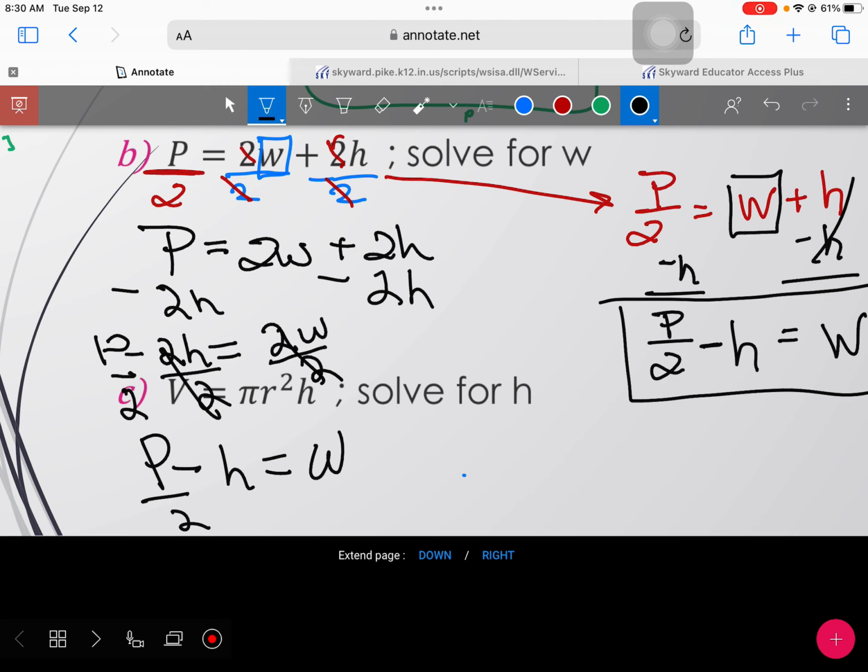Okay. Let's go to C. C looks scary. Don't let it be scary. I'm going to rewrite this. So, V equals pi r squared H. Solve for H. Actually, this one's probably not that bad.